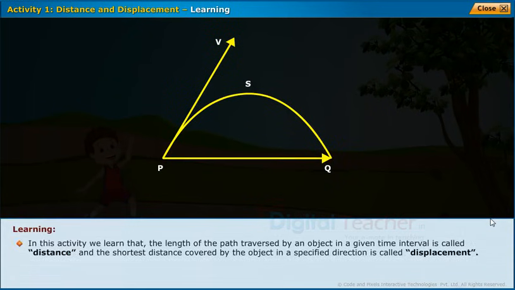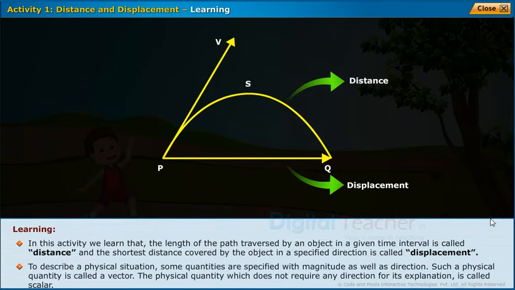In this activity, we learn that the length of the path traversed by an object in a given time interval is called distance, and the shortest distance covered by the object in a specified direction is called displacement. To describe a physical situation, some quantities are specified with magnitude as well as direction. Such a physical quantity is called a vector. The physical quantity which does not require any direction for its explanation is called scalar.